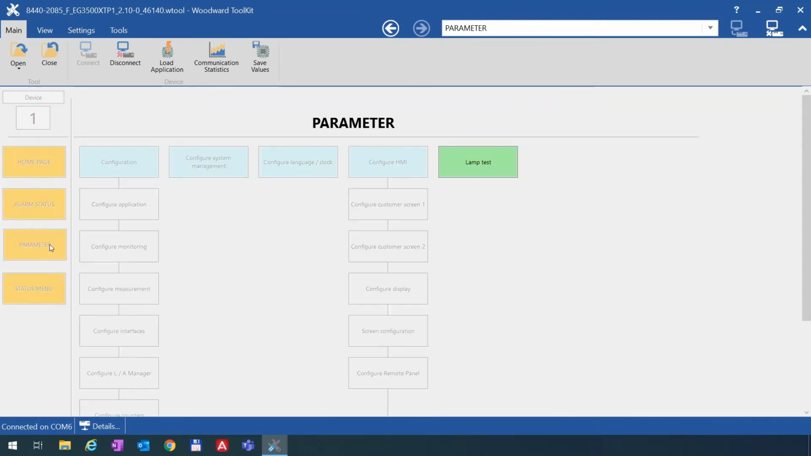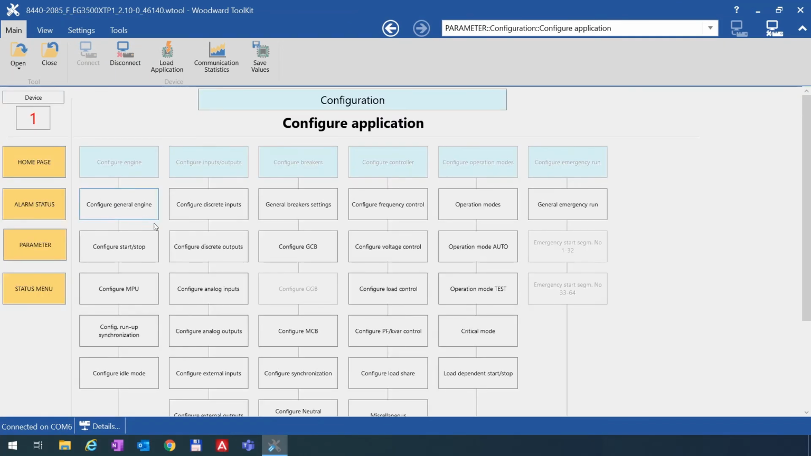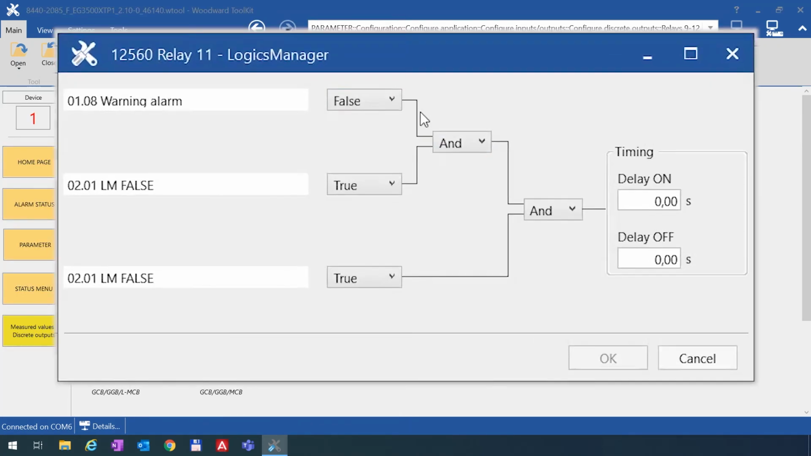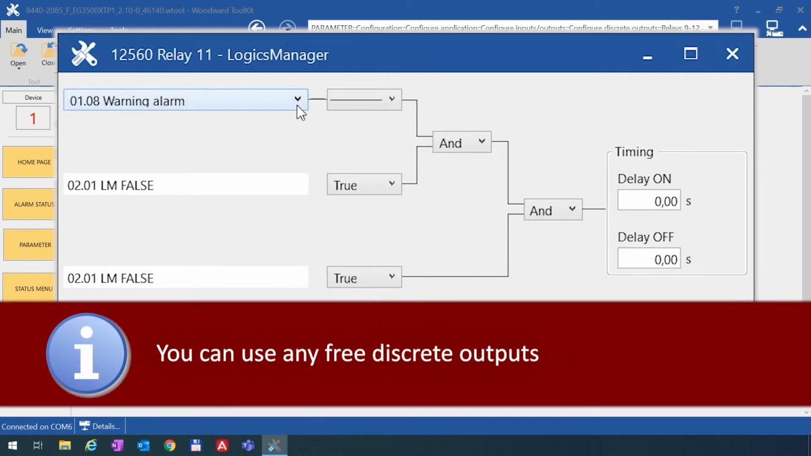Of course, we need to assign our flexible limits to proper discrete outputs, which will disconnect and connect our fields. In this example we will use discrete output 11 and 12.